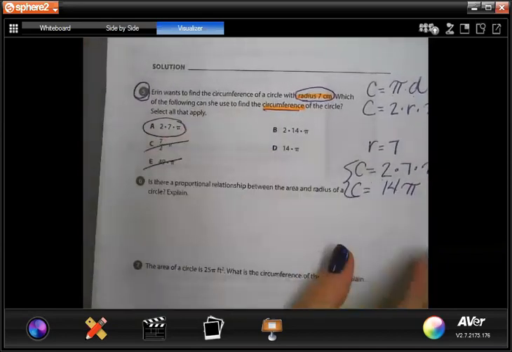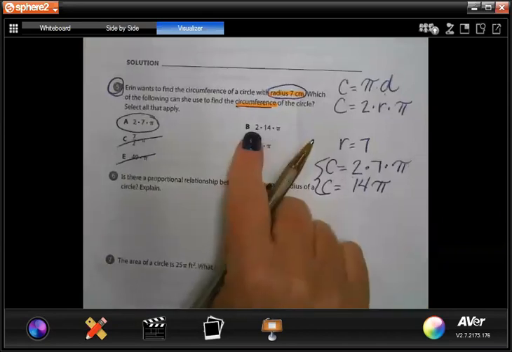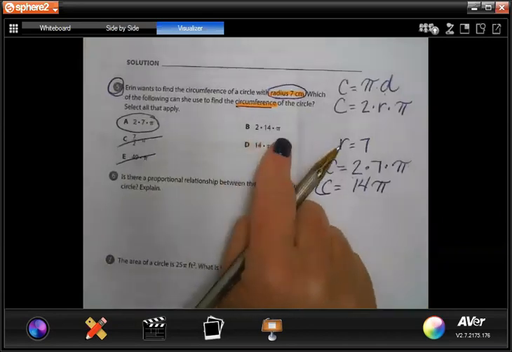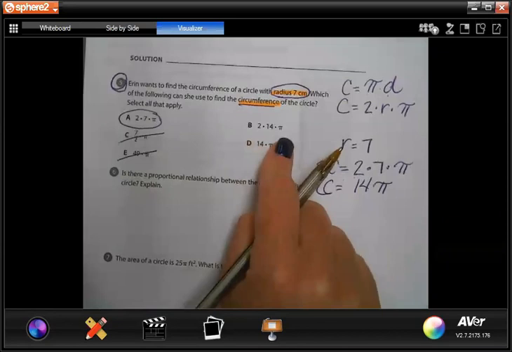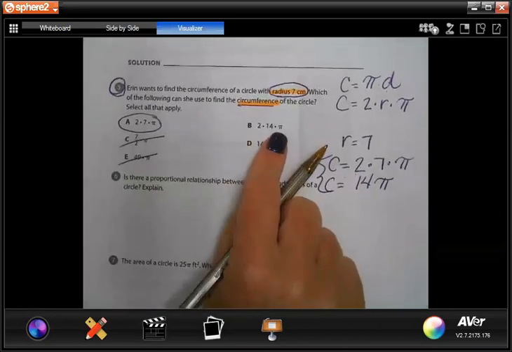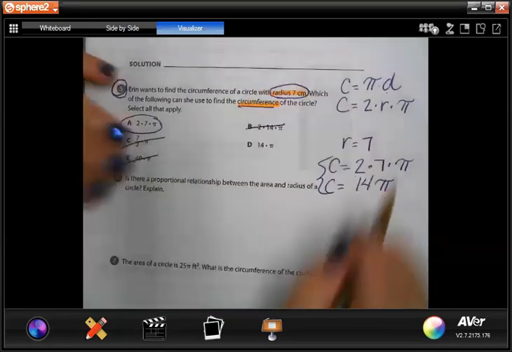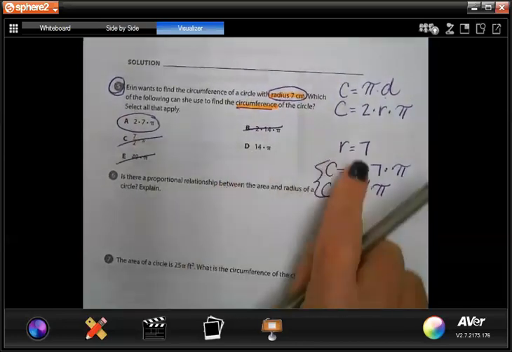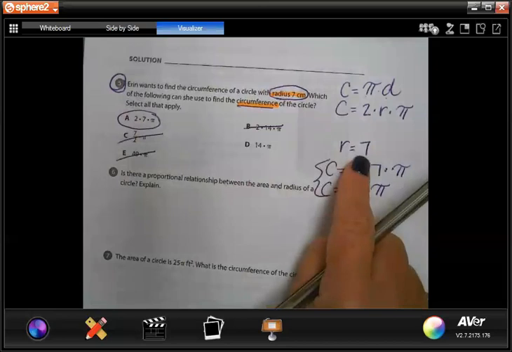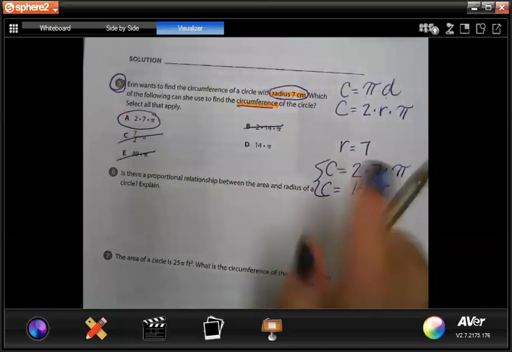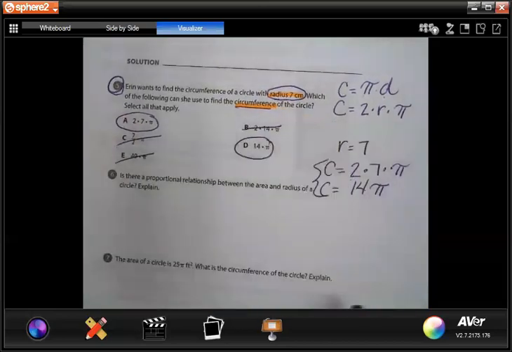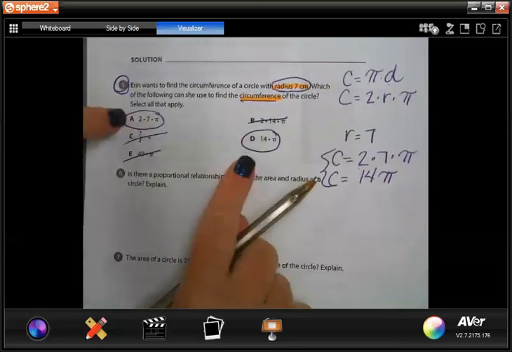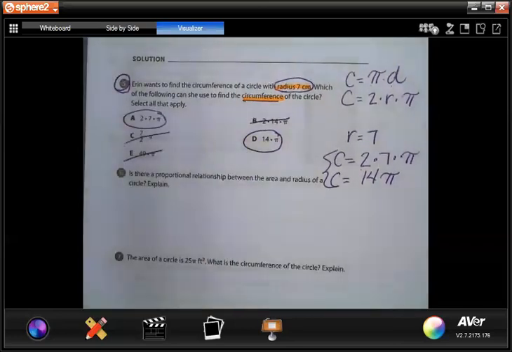That's not an option. Okay, look at this one: 2 times 14 times pi. Oh, no, no, no. We don't want to double the diameter. So that's not an option. D, 14 times pi. Well, yes. If our radius is 7, 7 times 2 is the diameter. So D is your other option. So your answers are A and D.